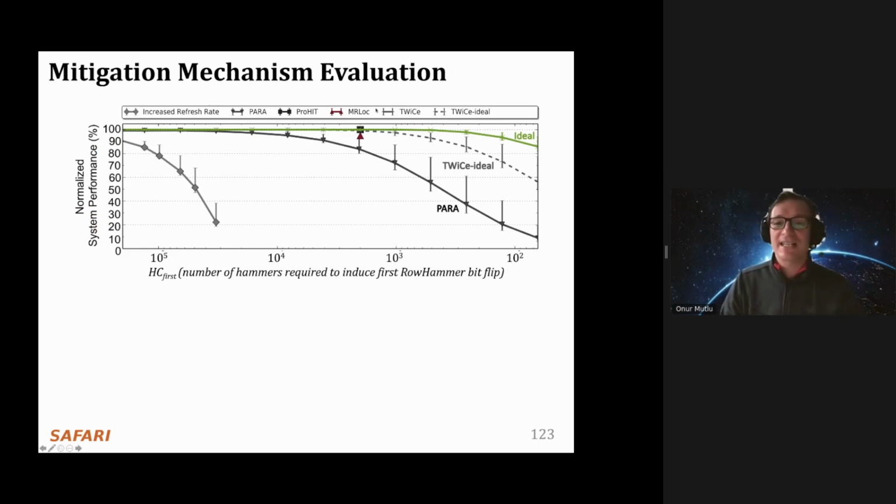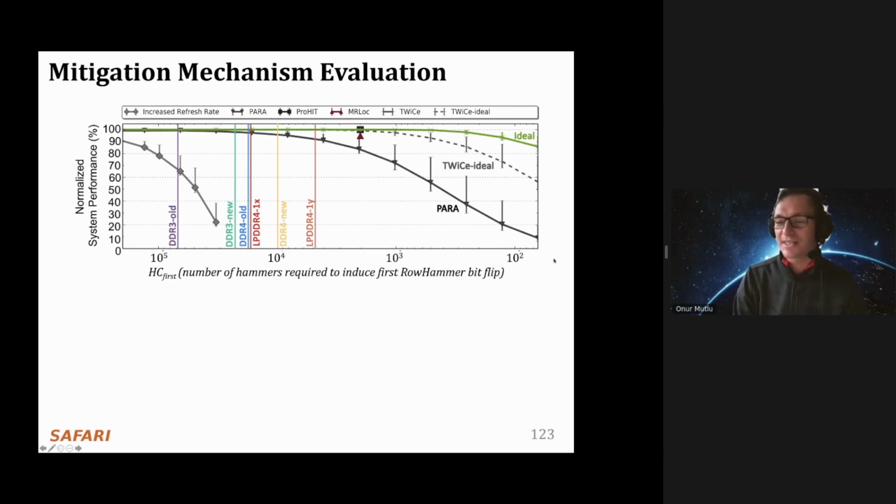So as I said, we studied 6 different mitigation mechanisms. Increased refresh rate is what's employed in the field today. PARA, and I'm not going to talk about these different mechanisms, but the x-axis here shows HC first, the number of hammers required to induce the first Rowhammer bit flip. It's high on the left side. It becomes lower on the right side. So the right side is the future of the DRAM technology. We're going to scale to the right, basically. And the y-axis is the system performance overhead of the mechanism that we're testing. As you can see, for DDR3 old chips, HC first is somewhere here. For LPDDR4, the most scaled chips, HC first is here, and we're marching toward the right as we scale the technology.